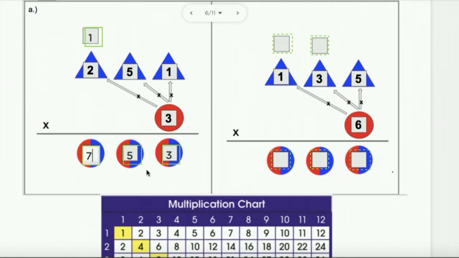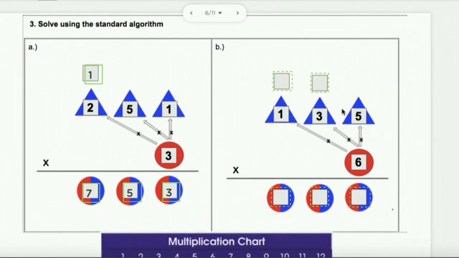Good job. 7. So my product of 251 times 3 is 753. Let's try part B. 135 times 6. Same as before, looking at our red circle, and we're going to be multiplying our red circle by every single one of our triangles, starting in my ones place.